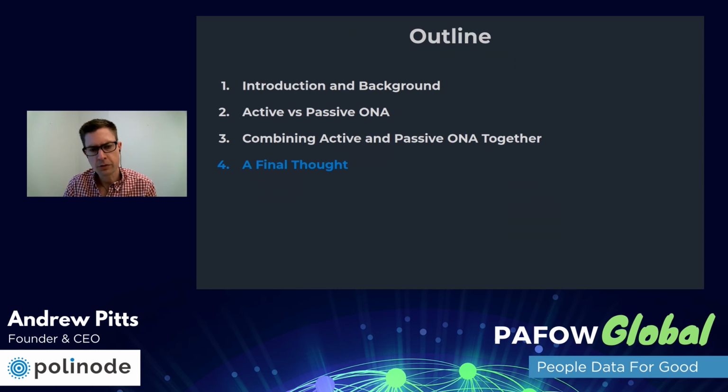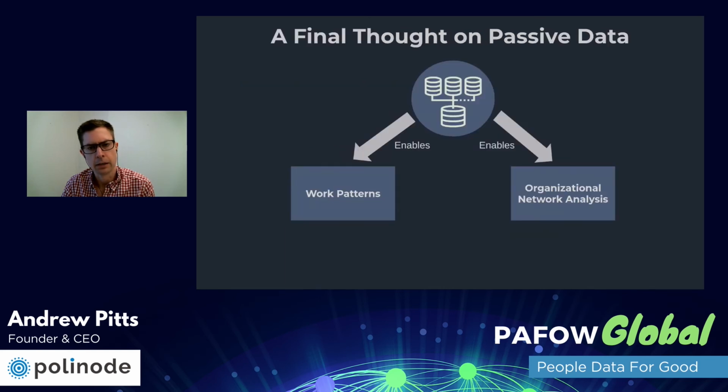So the fourth section is a final thought that I want to share around passive data. We've spoken about the relationship between passive data and organizational network analysis, and that passive data enables organizational network analysis. But it also enables what I want to call the analysis of work patterns. And what do I mean by work patterns?